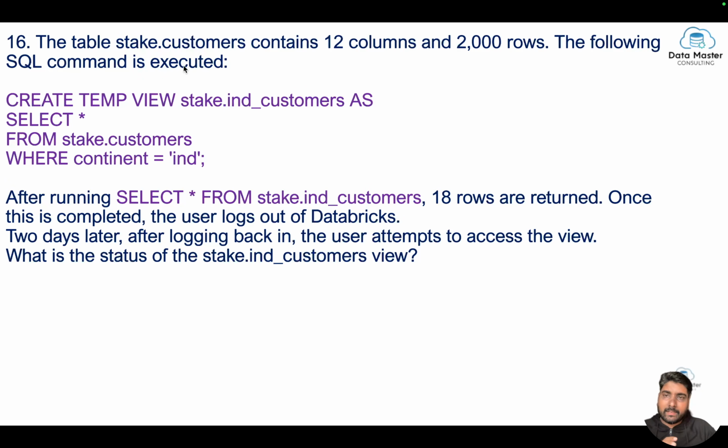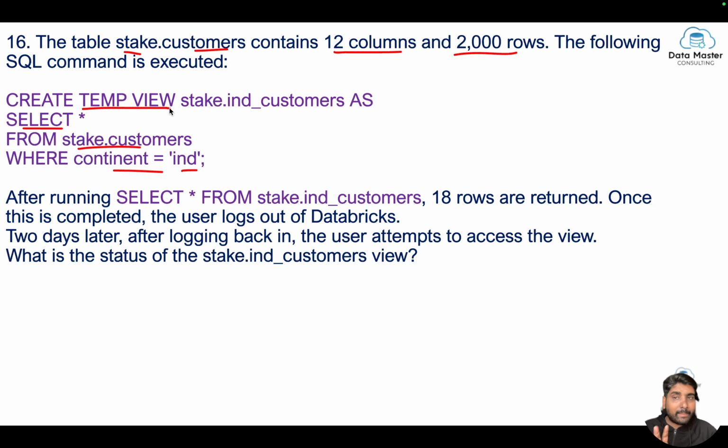So we have a table named customers, that is, database dot customers. Maybe it's a database name and a table name, which contains 12 columns, and a few thousand records. The following SQL command is executed. First look at the SQL query here. It says select star from the table name where the continent is, suppose, India, for example. And on top of this, they are using a temporary view.